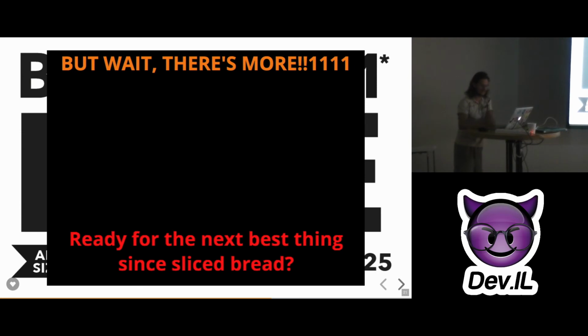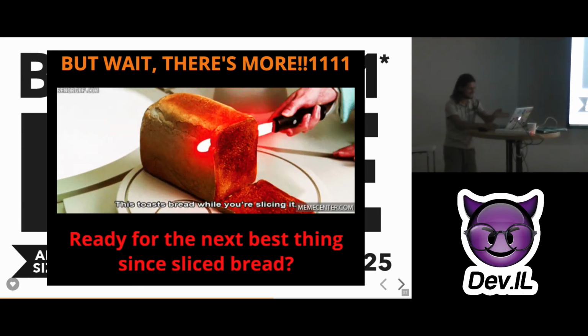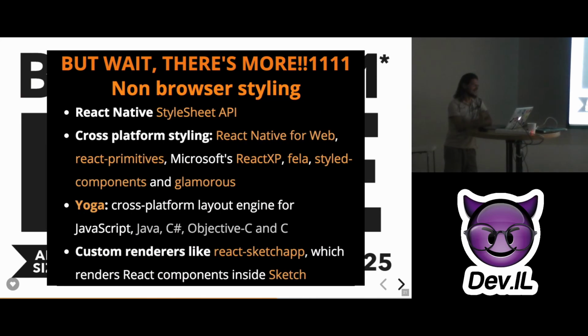So there's more. Are you ready for the next best thing since sliced bread? This is it. Non-browser styling. Okay, so Vlad showed before me the React Native StyleSheet API. But you can build on top of that, and you have lots of projects which do. You have React Native for web, React primitives, you have Microsoft, and other companies like Airbnb and PayPal, all working to create a true cross-platform styling language. It's the premise of Java. Write once, run anywhere. Okay, you can now, today, write styling which will work the same way for web, iOS, and Android.